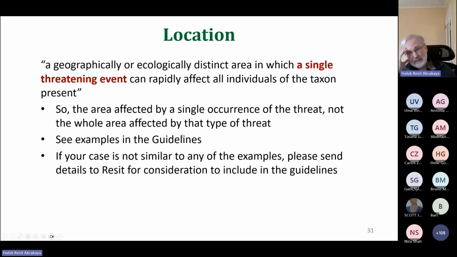Now, one thing that is usually confusing about locations is that locations are based not on the whole area that is affected by that type of threat, but on a single threatening event. And there are examples of these in the guidelines. I encourage you to read those examples. And if your case is not similar to any of the examples in the guidelines, please send me the details of your case so that we can add other examples in the guidelines that cover different types of situations.